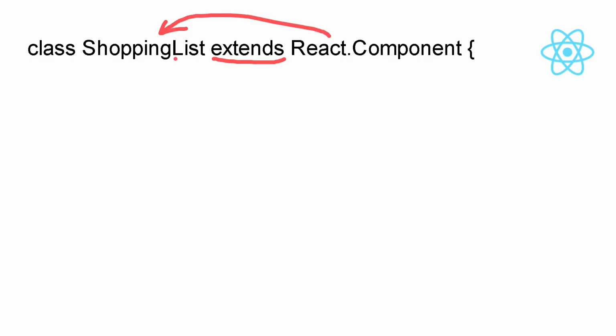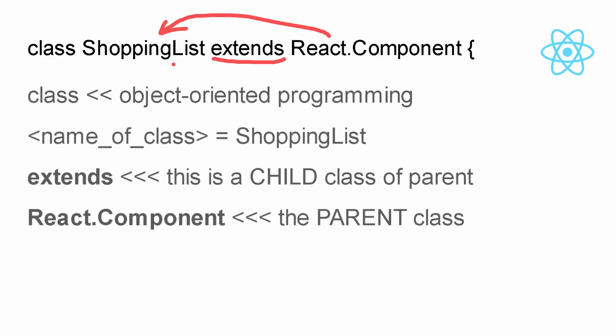Well, what can I add to a component? Let's just go over the terms here. This is the keyword class, means I'm defining a class. Shopping list is the name of my class. Extends means it's a child of a parent. The parent class is the React component. Again, the parent class means a shopping list is a React component with additional things, extending the parent class.